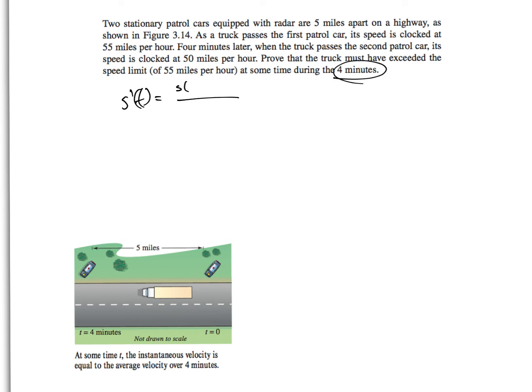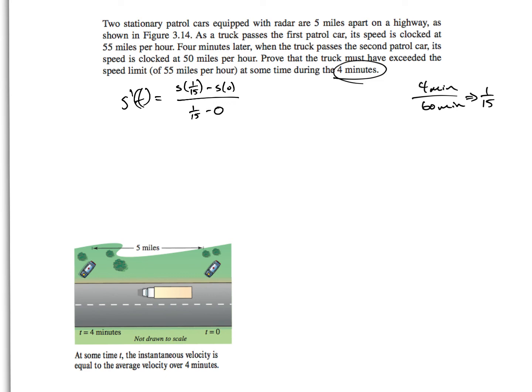It's in 4 minutes. Now, we don't clock them in minutes, right? So I want to convert that to hours, all right? So I have 4 minutes over 60 minutes, right? And so what does that simplify to? 1 over 15, all right? And so it's really S of 1/15 minus S of 0 over 1/15 minus 0.